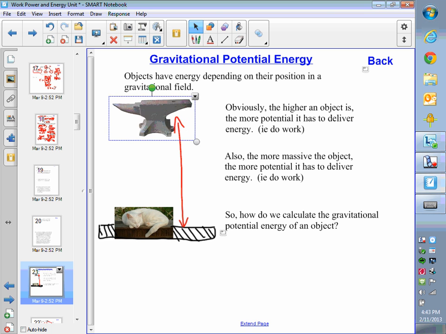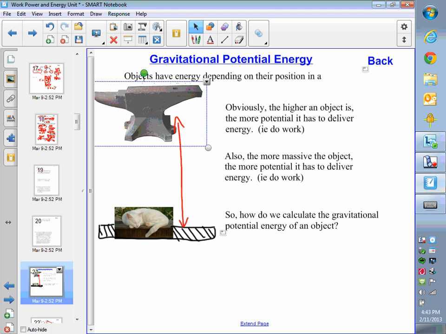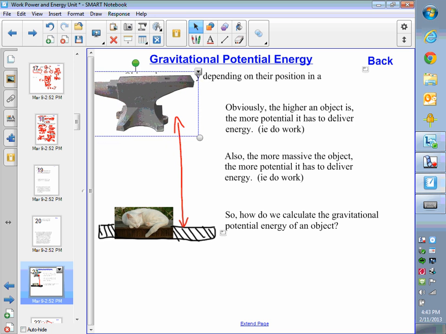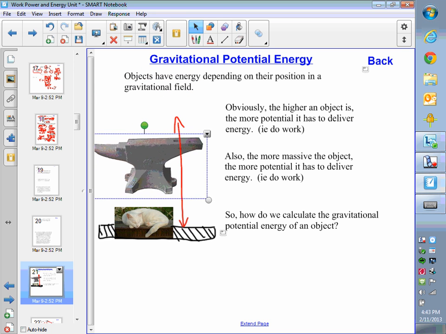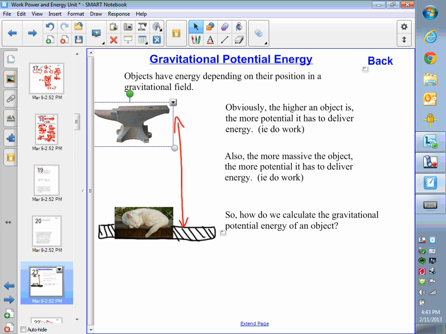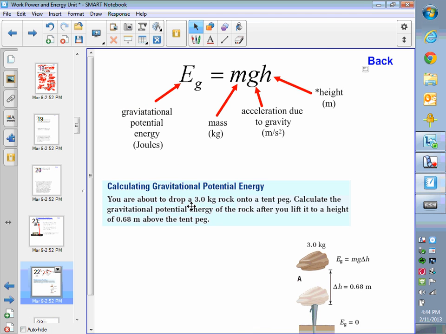Also, the more massive this anvil is, the more energy, the more work it will be able to deliver were it to, unfortunately, fall down on said white fluffy kitty. So how would we calculate this quantitatively and get a number, rather than just realizing that the potential energy is greater when it's higher, and also greater when it's more massive? Is it like kinetic energy where it has some velocity squared, or is it a bit more linear than that? So let's take a look at how we calculate that.